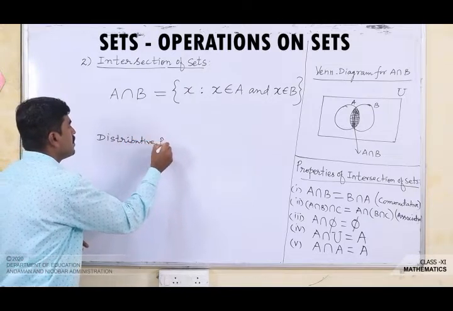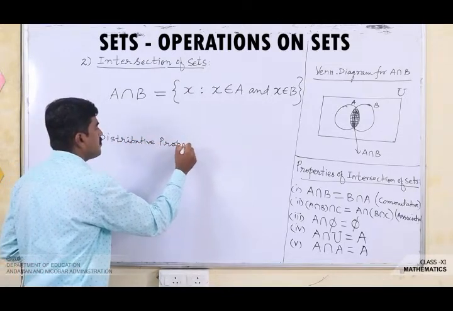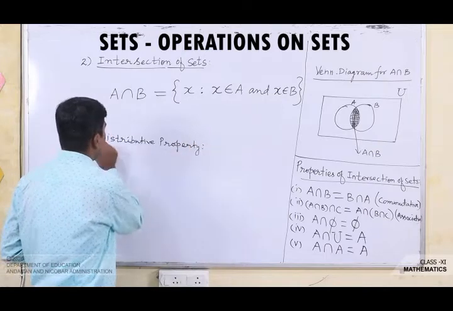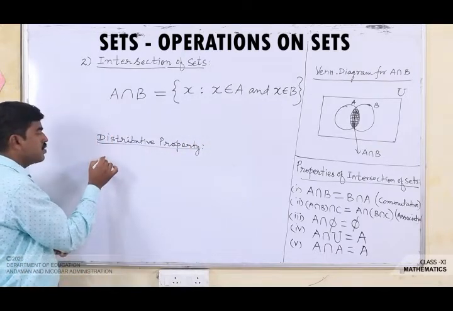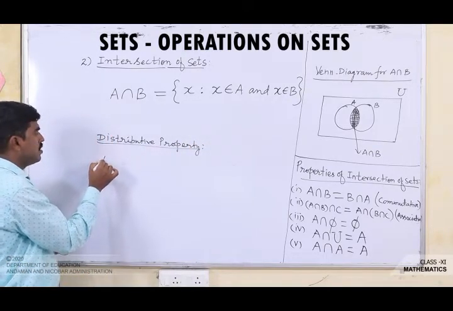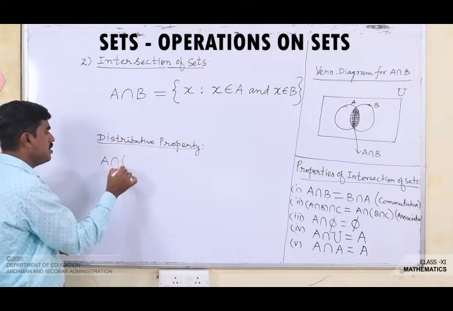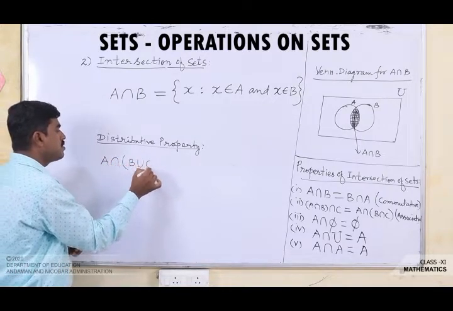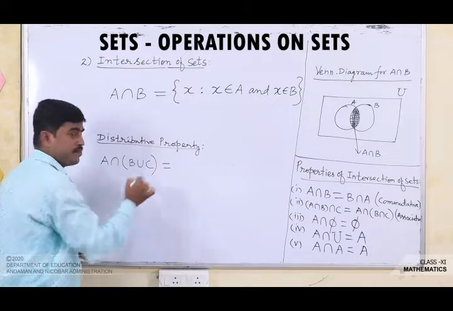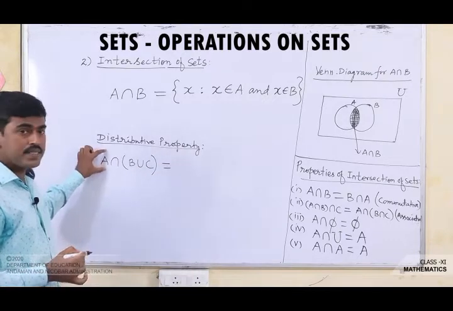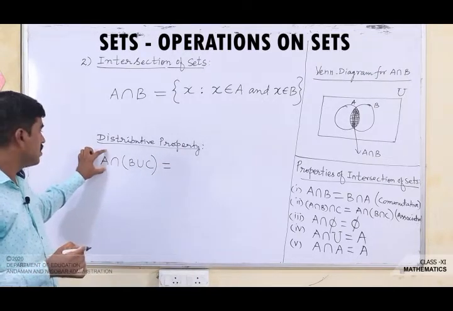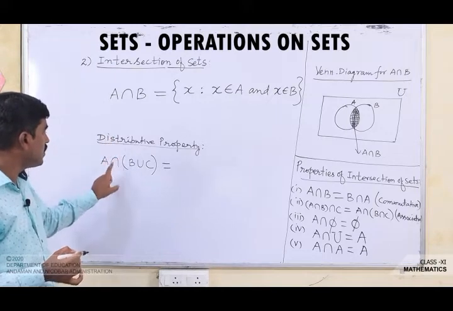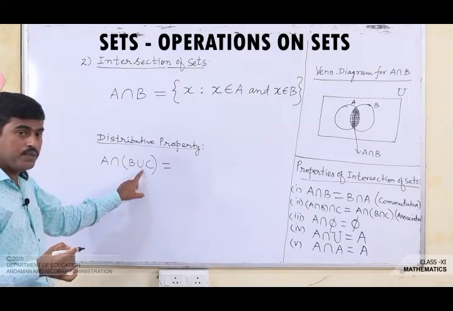Distributive property. Suppose I am going to take three sets A, B and C. So A intersection B union C. This is also one of the important properties. So A intersection B union C, this is the distribution of intersection over union.